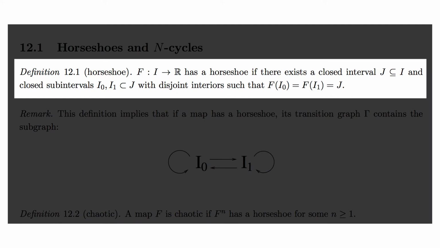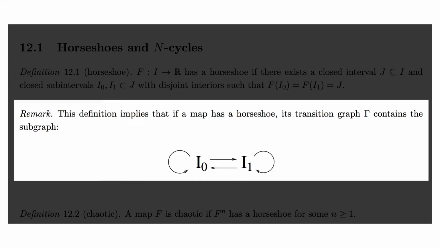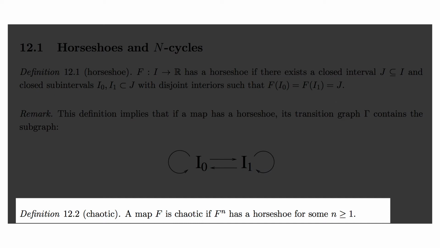A map f has a horseshoe if there exists a closed interval J in I and subintervals I0 and I1 in J such that both f of I0 and f of I1 are equal to J. Most importantly, we indicated that if a map has a horseshoe, then it must have a transition graph that contains the subgraph shown in the image. A map was defined as chaotic if it contains a horseshoe in f to the n for some n greater than or equal to 1.